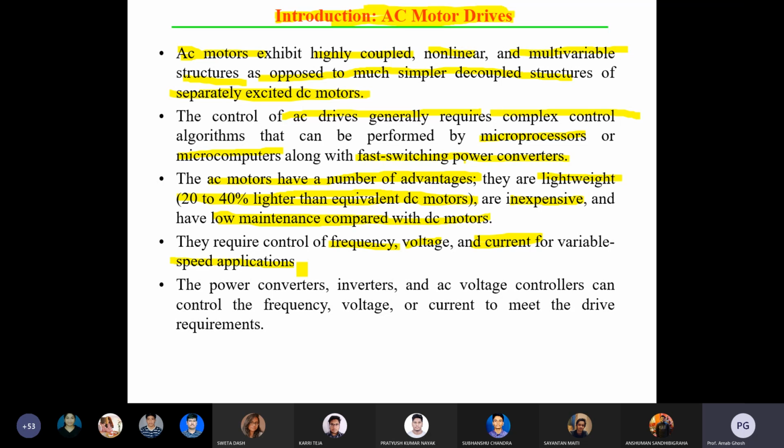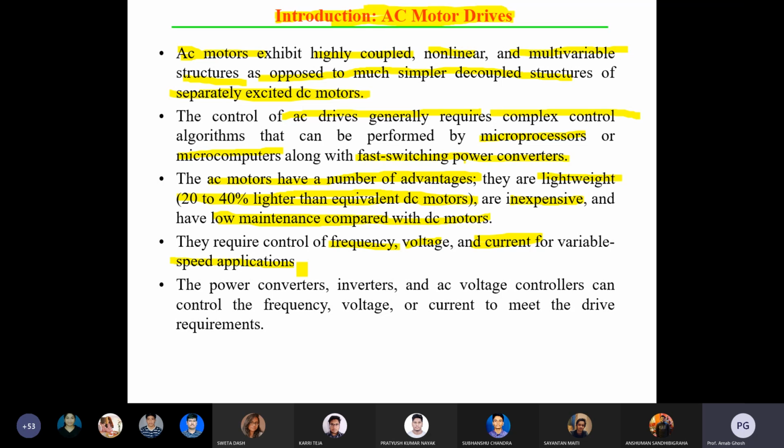That's why you try to maintain V by F constant. The flux increases linearly, more or less constantly, up to a certain level. After that, as you can understand from the BH loop, it goes to saturation. So up to the base speed you have constant torque operation, where V by F should be constant, which means the flux should be constant up to the base speed.